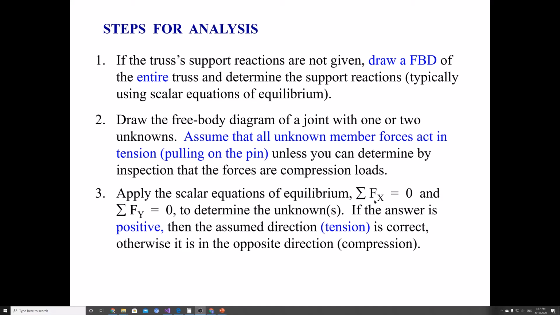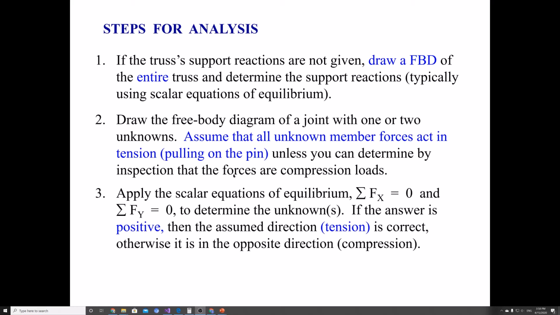Then you apply the equilibrium equations, summation of the forces in x and summation of the forces in y, both equal to 0, to determine the unknowns. And as I said, if it's positive, the tension's correct. Otherwise, it's incorrect. So if you draw them as tensions, you could say, if the answer is positive, I'm correct. Otherwise, it's going to be in compression. But really, it's a matter of whatever direction you draw it in. If the answer comes out positive, you drew it in the right direction. If it's negative, then it's just in the opposite direction.